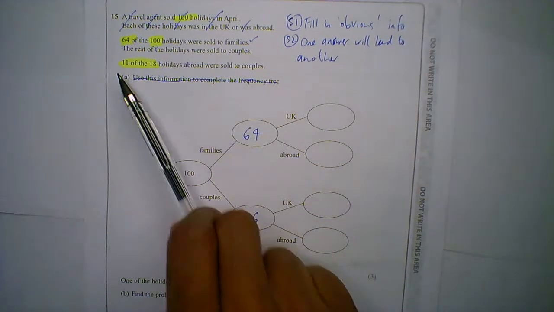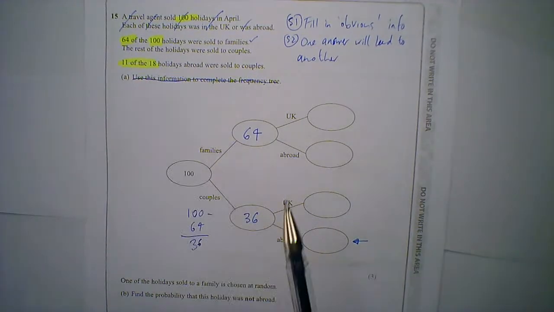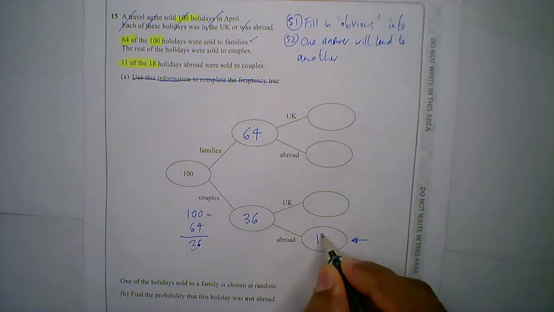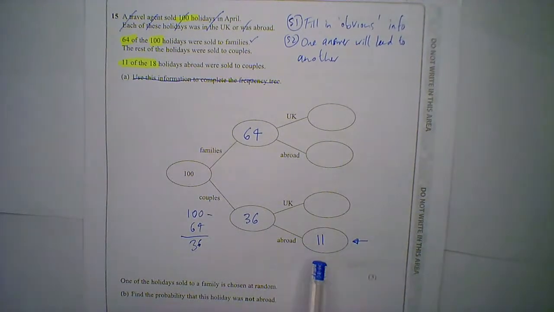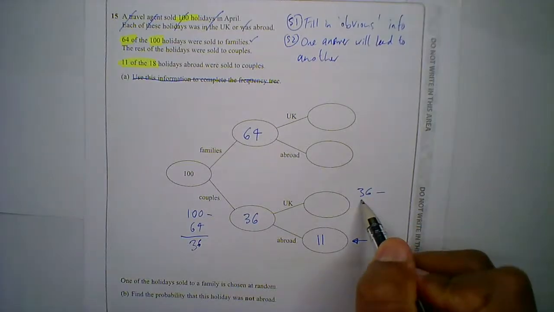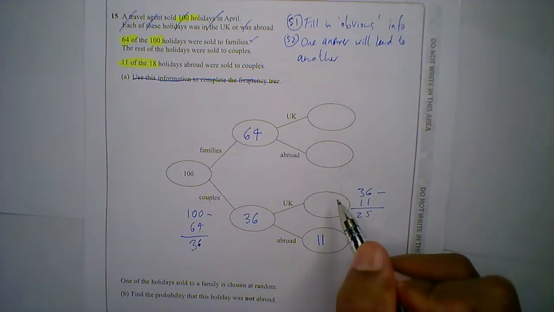So 11 goes here. 11 of the 18 holidays sold to couples and they are abroad. So that's 11. And like a jigsaw piece again, I can now work out this one here. So that's going to be 36 take away 11. You can use a calculator. That gives me 25.